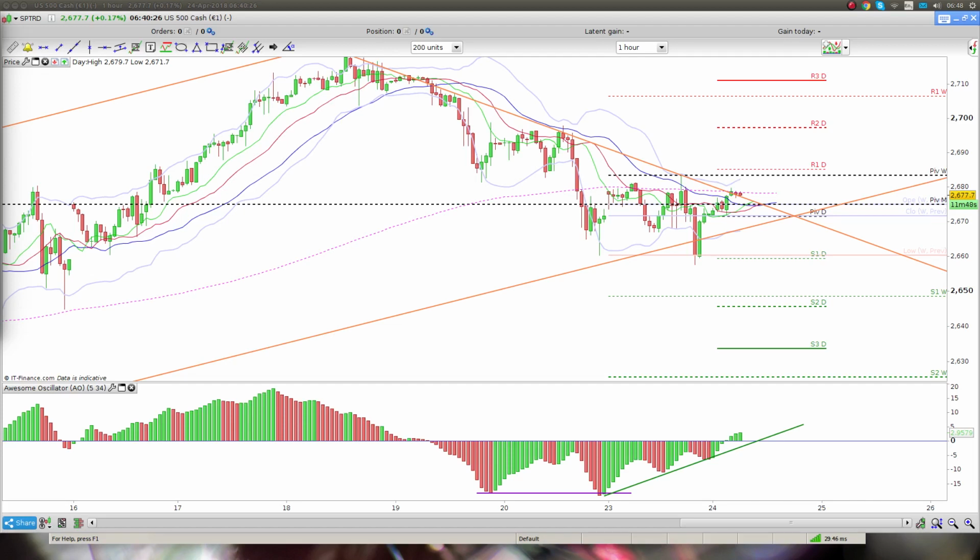Hello everybody. So just want to have a look at the Awesome Oscillator quickly. I've had a few questions around how we use that together with the Bill Williams alligator. So for me, the Awesome Oscillator really gives you an indication of when the direction is about to change.